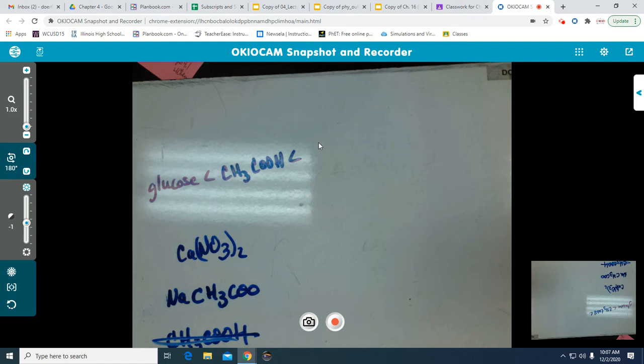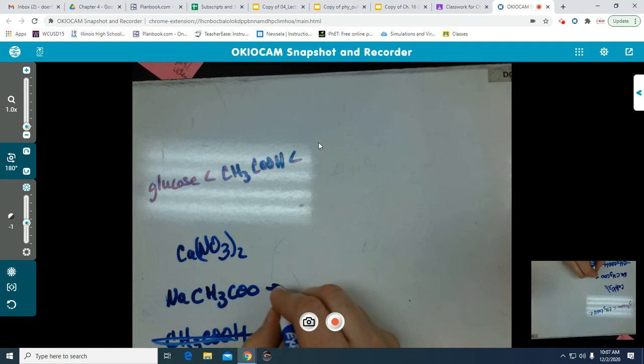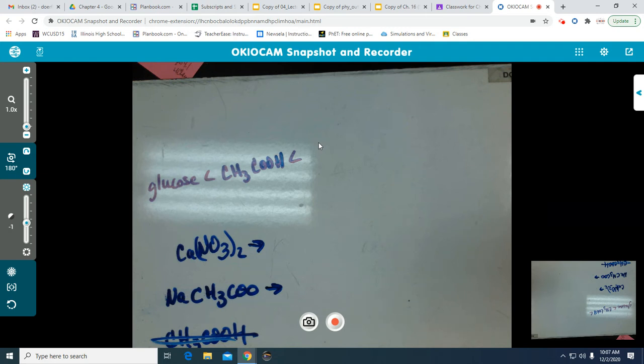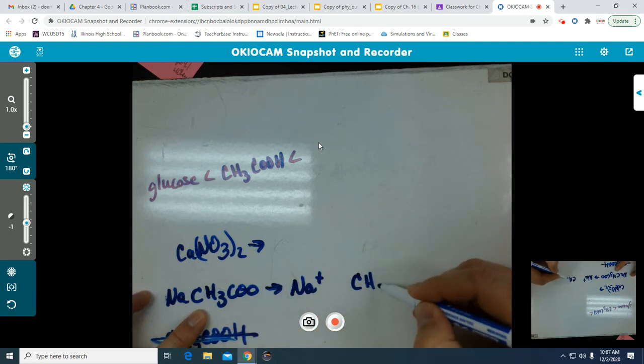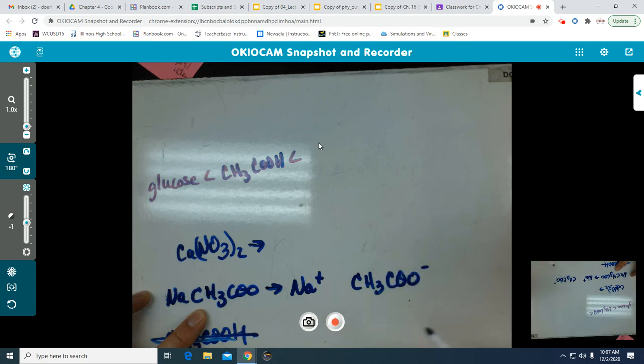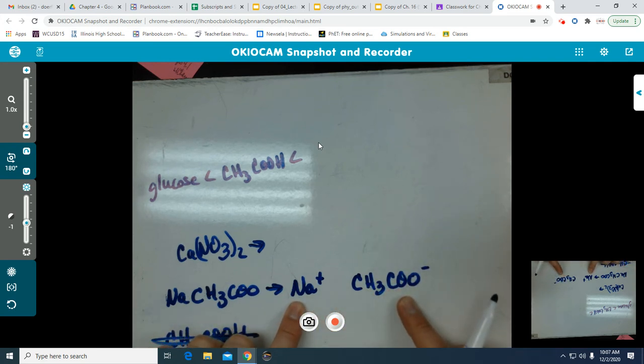Next, we have our two ionic substances. When these dissociate, we have to start looking at how many of each ion will be present. Well, here we're going to have Na plus and CH3COO minus. So we've got 2 ions that it breaks down into.